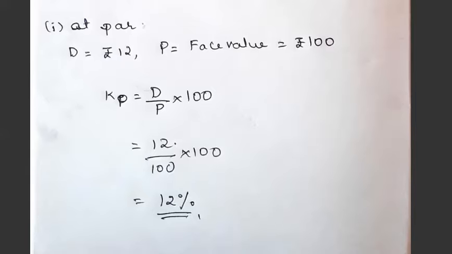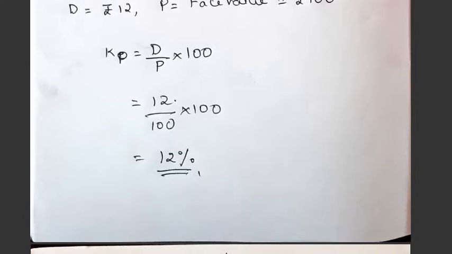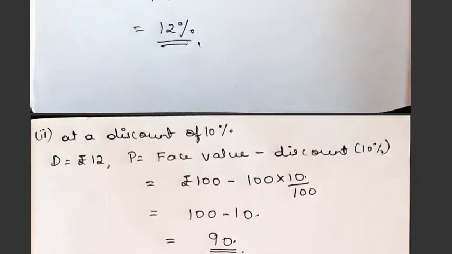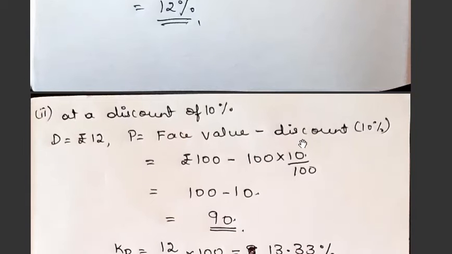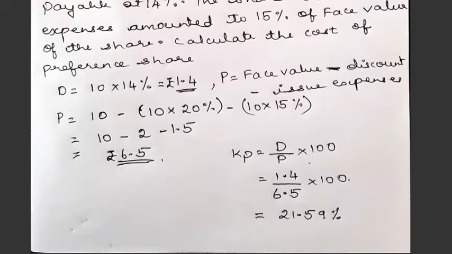Now we will calculate the second one, at a discount. See, at a discount of 10%. When it is a discount of 10%, it means it is on net proceeds.